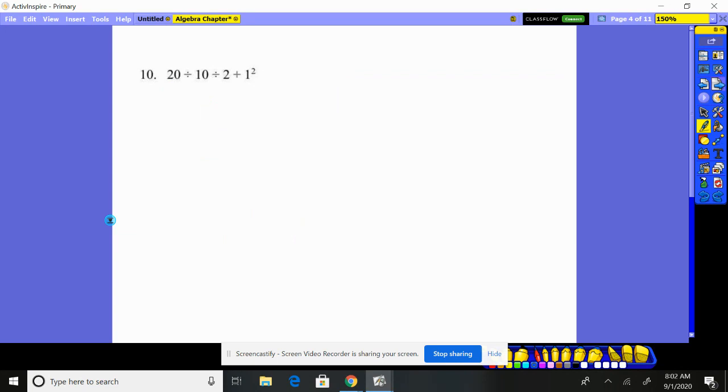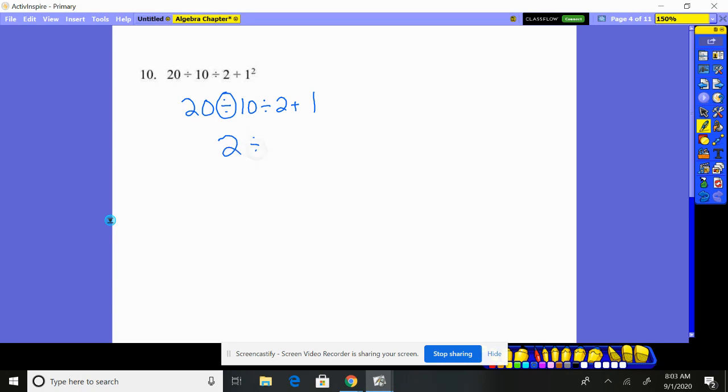Number 10. Quite a few divisions, but I see an exponent. That's the most powerful. So we're going to have 20 divided by 10, divided by 2, plus 1 times 1 is 1. We often try to say 2. No, it's 1 times 1. So now I see division, division, addition. I do the first division that comes. So this guy's going to get done first. 20 divided by 10 is how much?